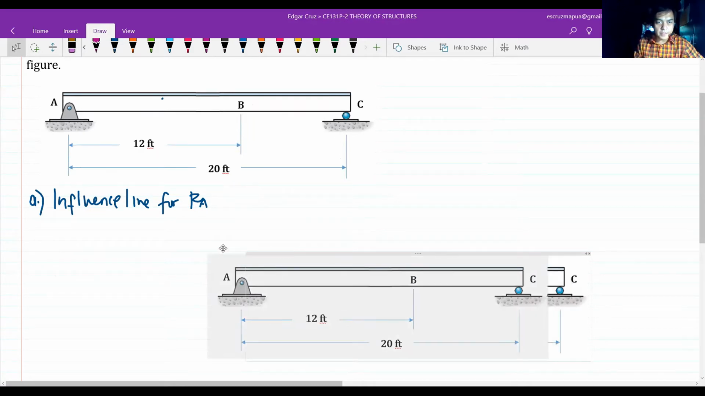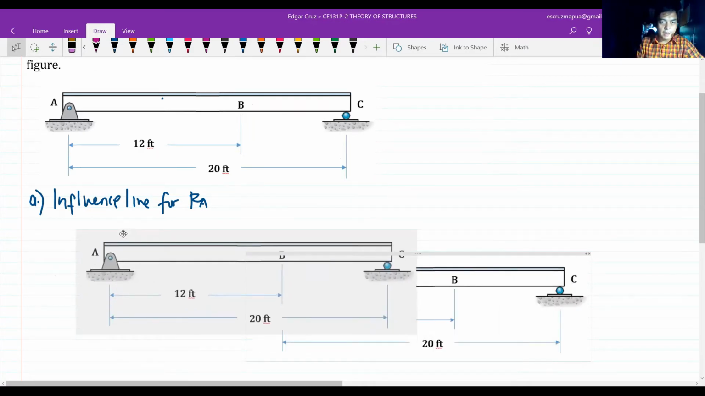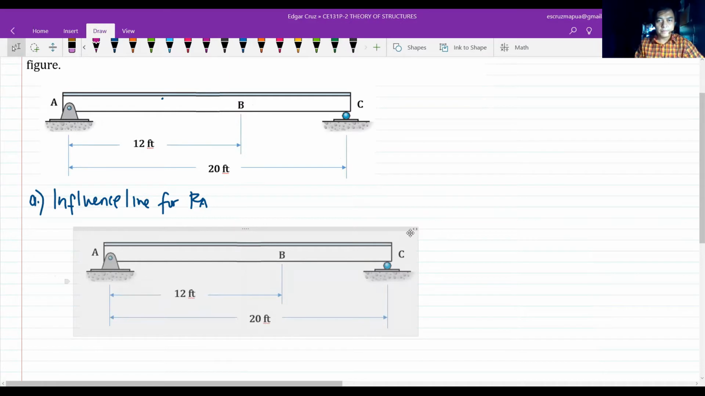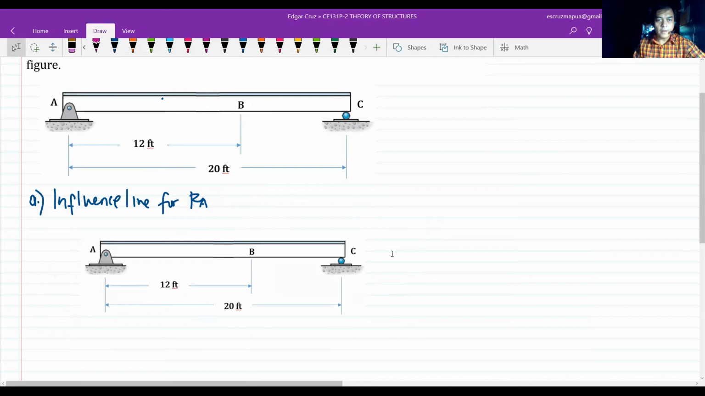Okay, so let me copy this beam. So we have this beam here. Okay, so influence line for RA. So that means we will be considering a unit load.